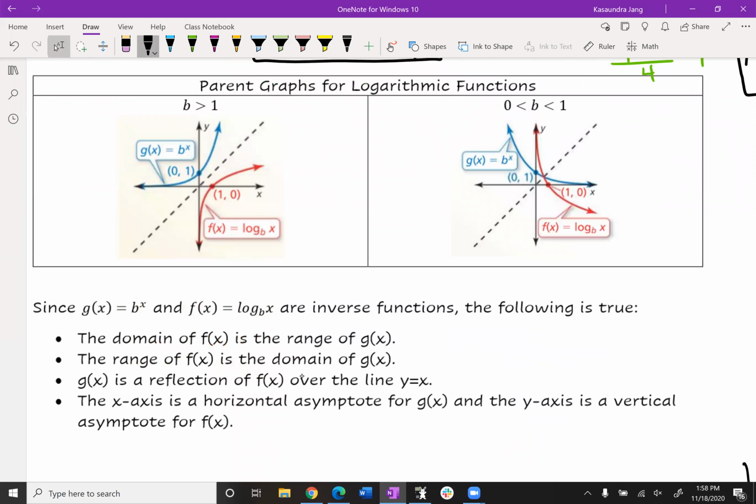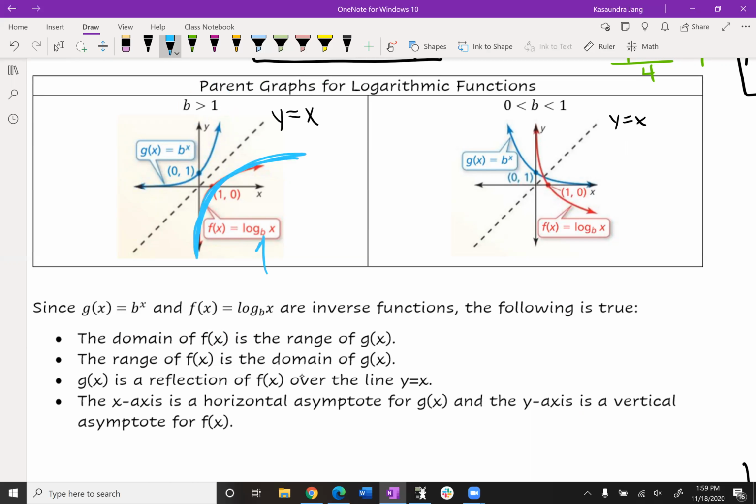So the blue ones we've seen before. These blue ones, this is my exponential growth. That was when my base was greater than 1. It was like 2 to the x, 3 to the x, something bigger than 1 was raised to the x. That gave me this exponential growth. And whenever I have that exponential growth, the inverse is going to look like this logarithm right here.